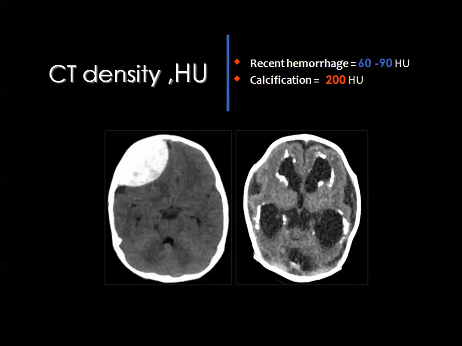Then hyperdense lesions, or lesions that are brighter than the brain parenchyma, include hemorrhage, and this is an example of an epidural hematoma in the right frontal region, which is very bright compared to the brain parenchyma. The second bright lesion is calcium, and calcium will appear denser than the brain parenchyma and denser than hemorrhage as well. Hemorrhage measures 60 to 90 Hounsfield units, while calcium will measure above 200 Hounsfield units.